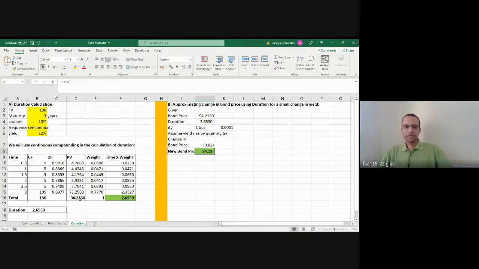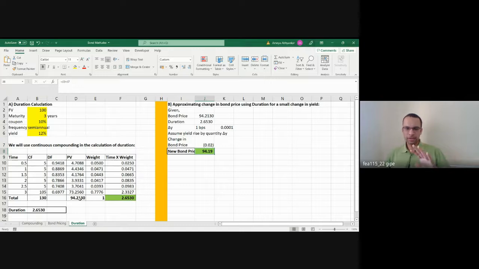And then I simply compare. That is, if I'm standing on the current bond price of 94.21, what would be the impact on the bond price if a yield change of 1 basis point is to materialize? And this is the result which I get, 94.19. So these kind of small adjustments are something which a trader will find immensely useful.